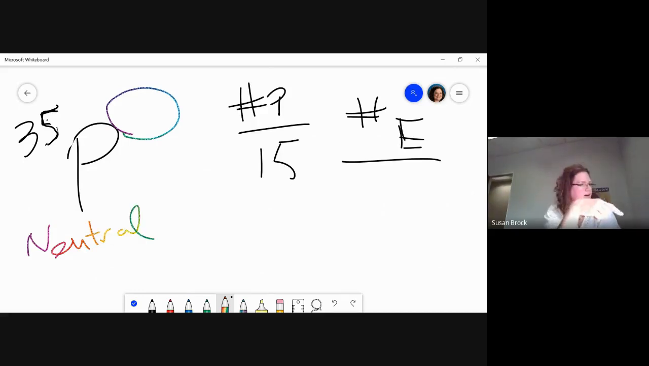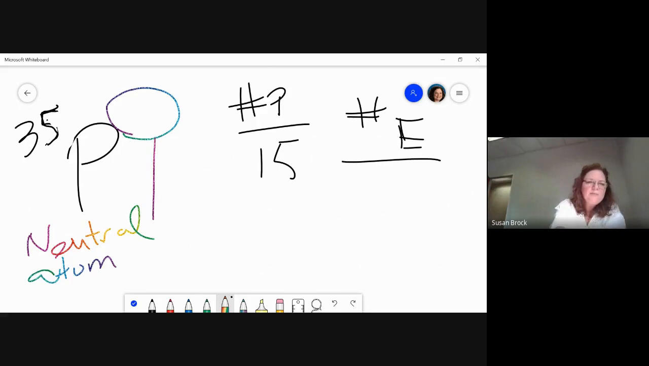And we're getting to Erica's question here in just a second about ions. If we have a neutral atom, that means there's nothing right there in this space when we write isotopic notation. That means the proton and electron number are the same.